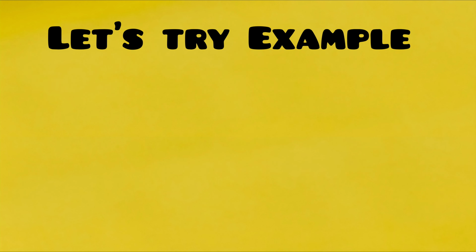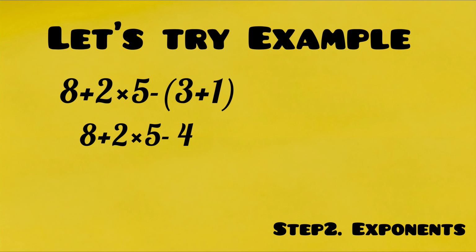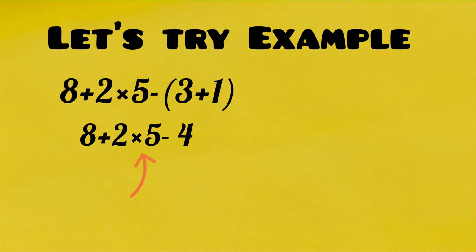Let's try an example. Here's the problem. 8 plus 2 times 5 minus parentheses 3 plus 1. Step 1, parentheses. 3 plus 1 equals 4. Now the problem is 8 plus 2 times 5 minus 4. Step 2, exponents. There are none, so we skip it. Step 3, multiplication. 2 times 5 equals 10. Now we have 8 plus 10 minus 4.